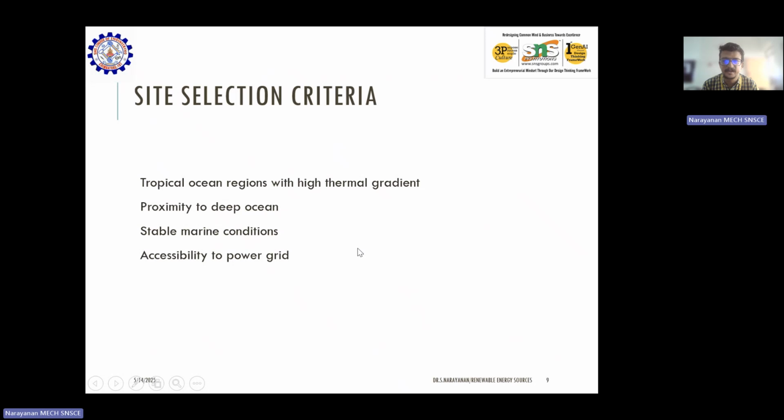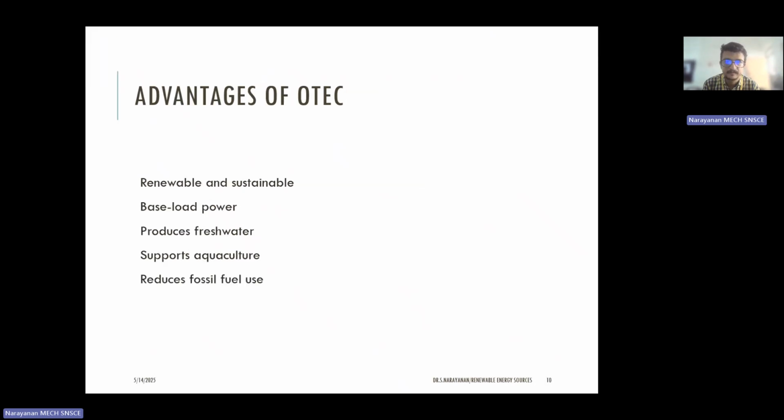So how will we select a site for establishing an ocean thermal energy conversion plant? Tropical ocean regions with a high thermal gradient, that is, the difference of temperature between the top surface and the bottom surface, should be high. It should be at least 20 degrees Celsius to achieve the required electricity. And the higher the gradient, the more the capacity of the plant will be. And proximity to deep ocean, the depth of the ocean should be as minimal as possible, and stable marine conditions, and it should be accessible to the power grid.